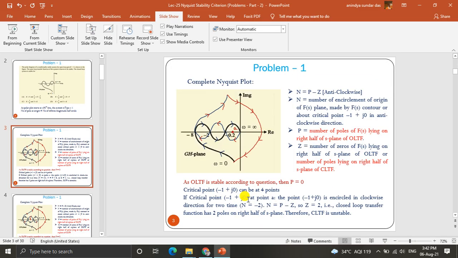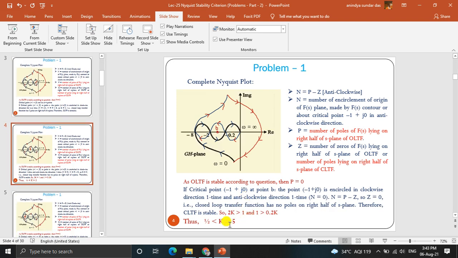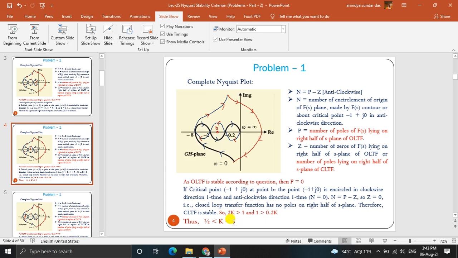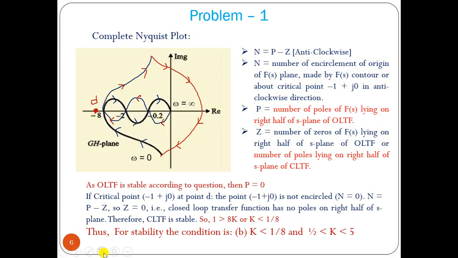Okay, let me correct it here. This is okay. This should be less than, right? K should be less than 0.5. Okay. K should be less than 0.5. Here also it is less than 0.5. Fine. So, this is the first problem. So, option B is the correct answer.